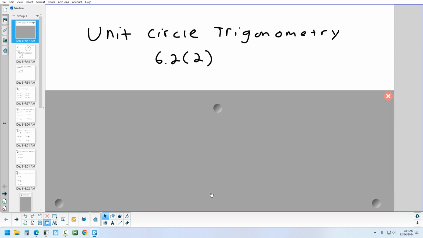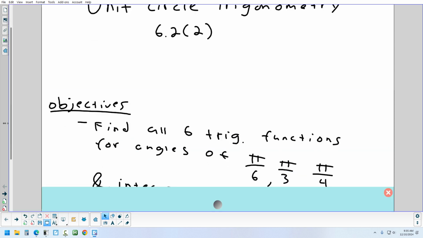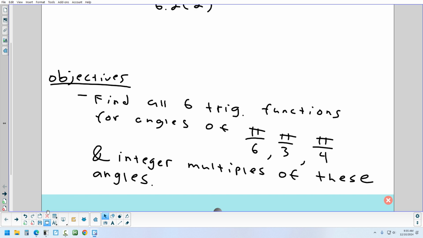Okay, so the last thing we're going to look at for this week, still 6.2. It's just a little bit more with unit circle, looking at angles that are not necessarily 30s, are not necessarily quadrantal. Just to make sure we know which ones are which.